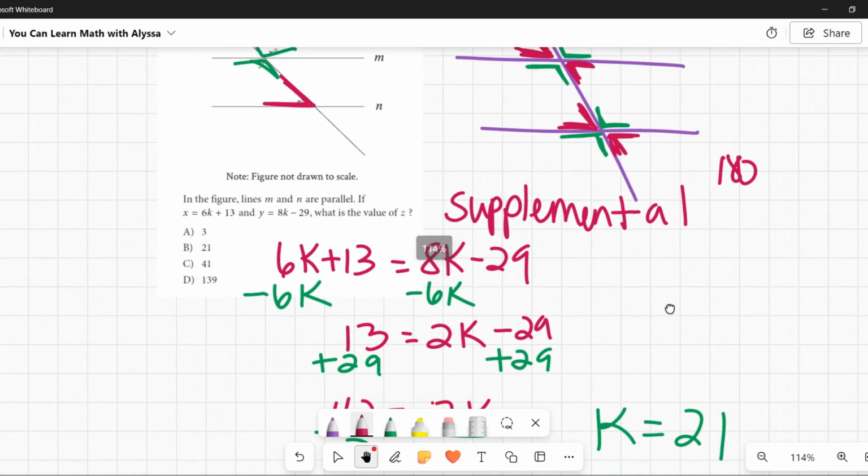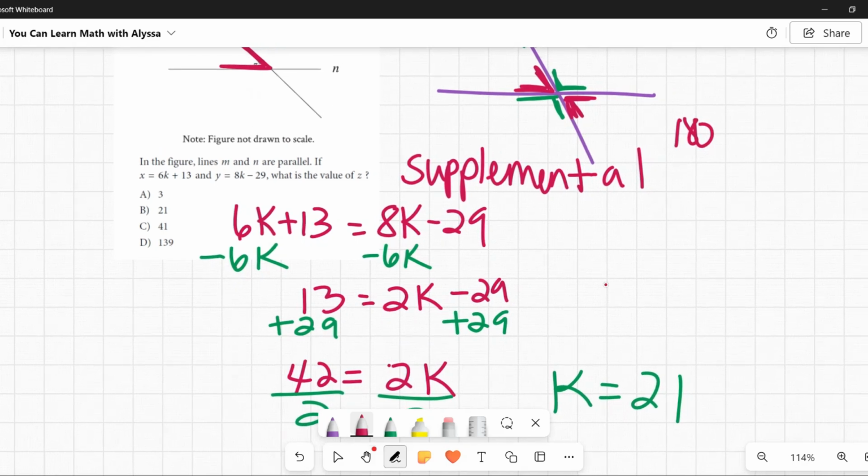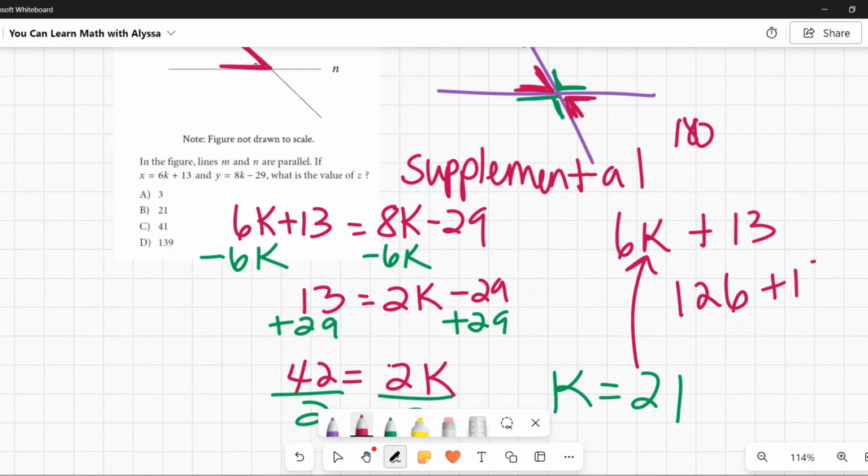Are they 21? Nope, they are not 21. They are either 6k plus 13 or 8k minus 29. Both will get me to the right answer. I'm going to go with 6k plus 13. So I plug 21 in here for k. 21 times 6 is 126. Then I'm going to add 13 to that, and that will give me 139.